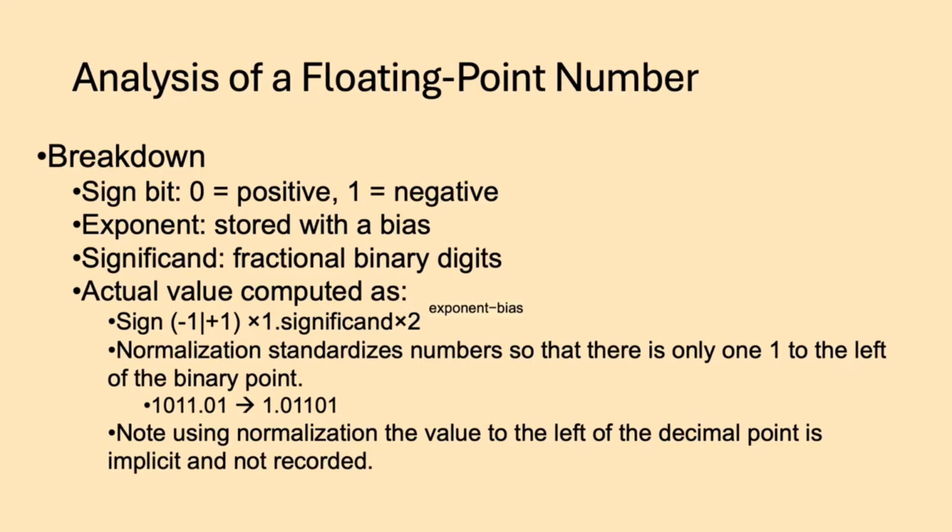Since the numbers are normalized with this leading 1, it need not be recorded. Instead, it is implicit. This saves another bit. There are some cases where normalization does not apply, such as an all-zero number. Note that the standard uses the term significand rather than mantissa. Mantissa is more closely associated with logarithms.